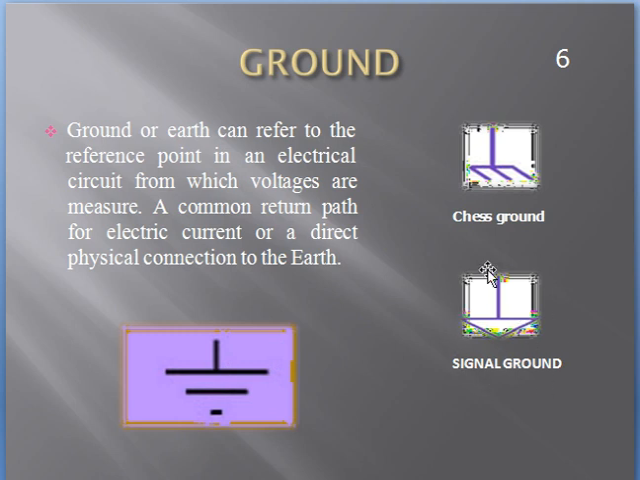In this way you can use the signal ground, chassis ground; different types of ground connections are there, but generally we will use these symbols to represent the ground connection.